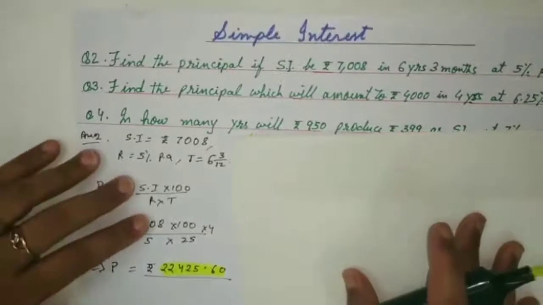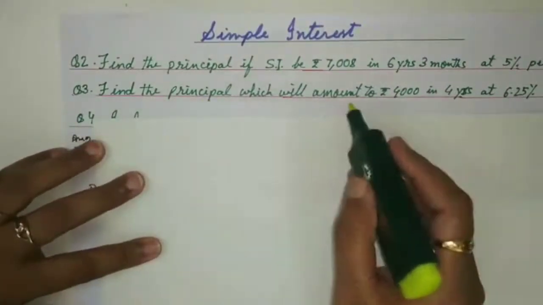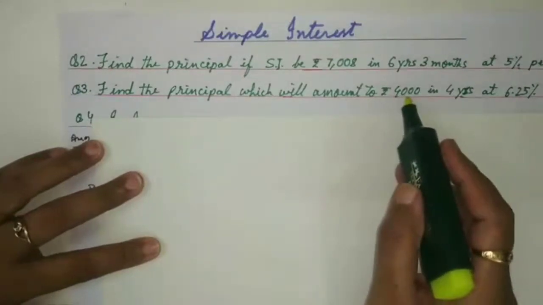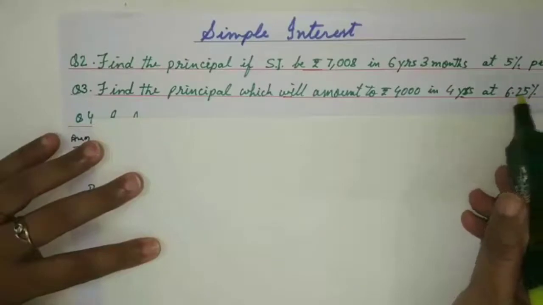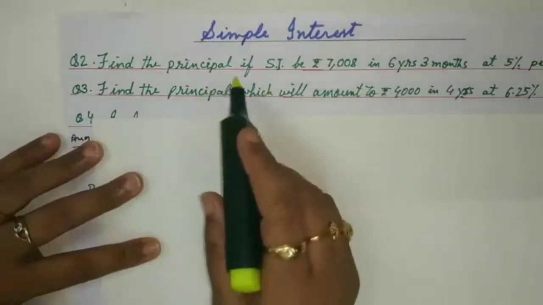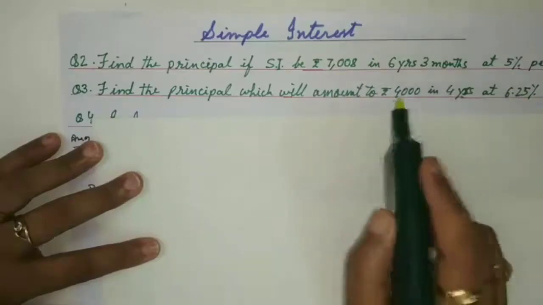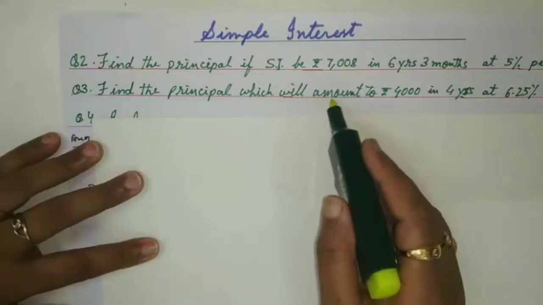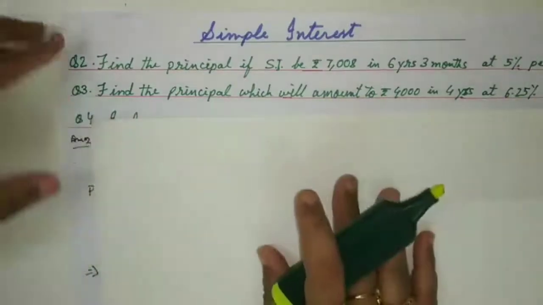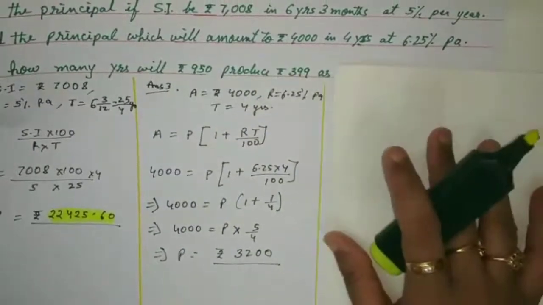Now the next question. The next question says, find the principal which will amount to rupees 4,000 in 4 years at 6.25% per annum. The previous question was also finding the principal, but you were given the simple interest, the rate and the time. In this question, you have to find out the principal, but what is given is amount, the rate and the time. So we straight away go to the formula which I had shown you in the beginning.